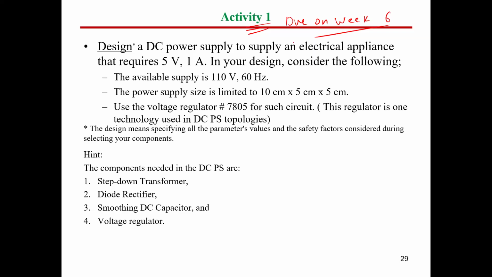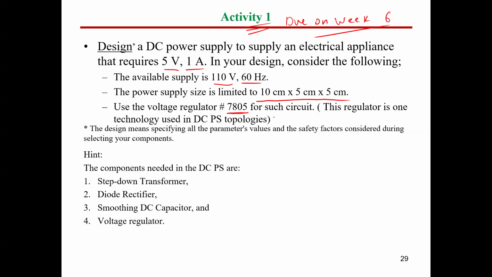So what we need to do here is design a DC power supply to supply an electrical appliance that requires 5 volt, 1 ampere, and in your design, consider the following. The available supply is 110, 60 hertz. The power supply size is limited to 10 centimeter times 5 centimeter times 5 centimeter. Don't increase the size over this value. Use voltage regulator 7805. So this is one of the techniques you need in order to make regulation for volt.